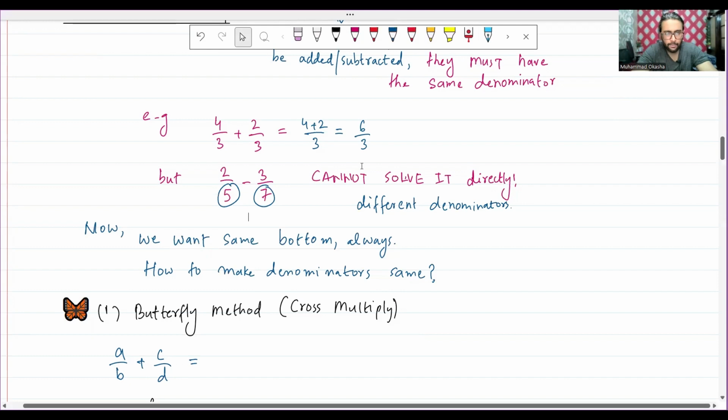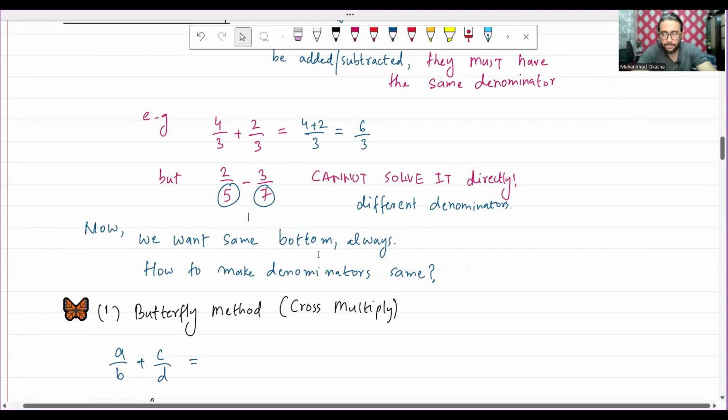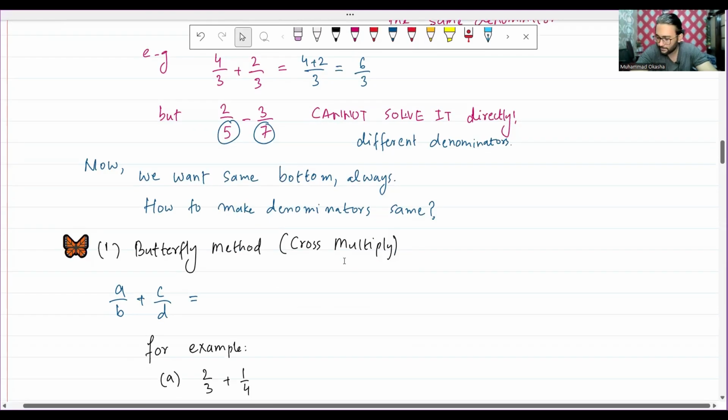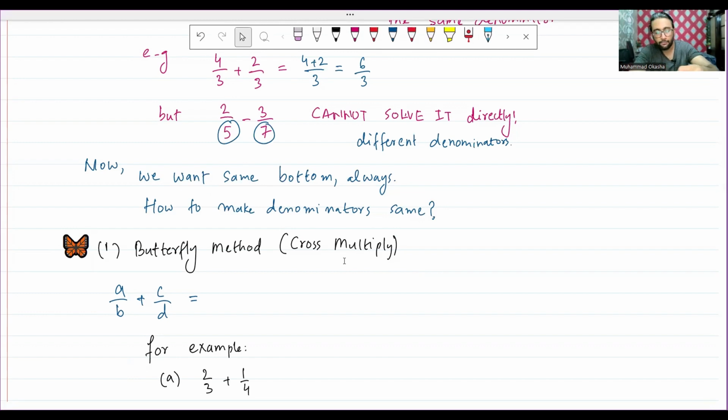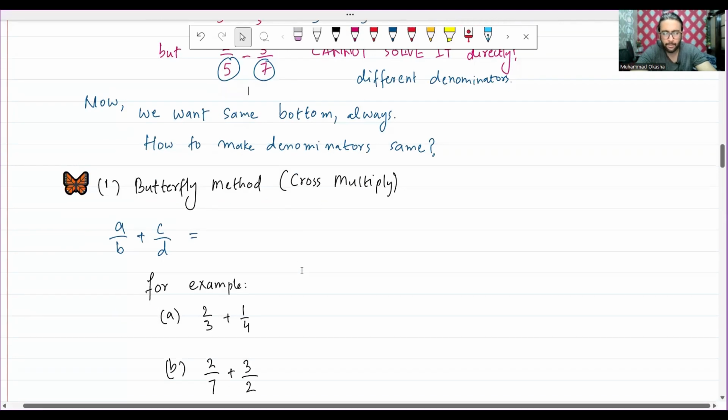Now we want the same bottom, always, right? So how can we make denominators the same? What do you think? We have a bunch of methods for this one. Everybody has their own preference. This is why I normally try to list down all the methods that are available out there so that you can pick. Sometimes you have no choice but to learn more than one method, but normally you do get a choice. The first method is called the butterfly method, in other words, the cross multiply method.